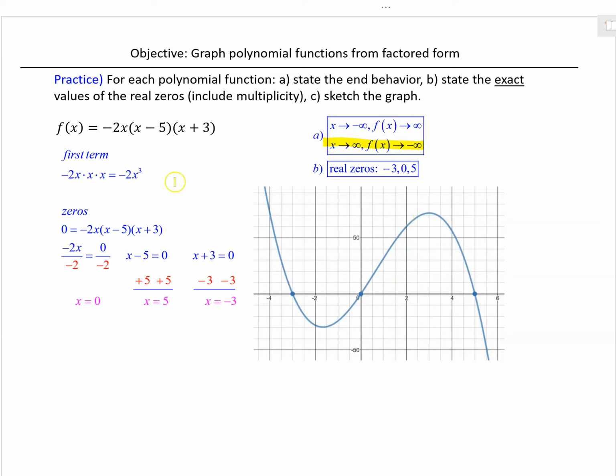Then our zeros, we get 0 equals our product of factors. So negative 2x equals 0. Dividing by negative 2 gives us x equals 0. This one gives us x equals 5 when we add. This one we subtract, and it gives x equals negative 3. And then this creates our graph. There's no multiplicity in this one. All right, let's take a look at what's next.